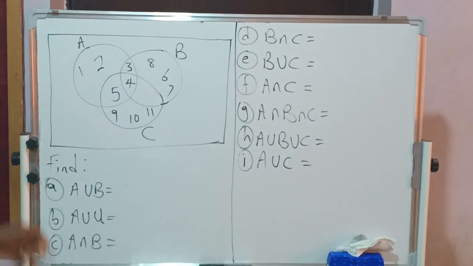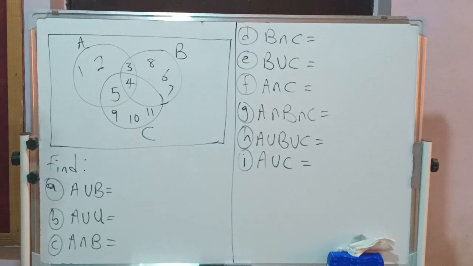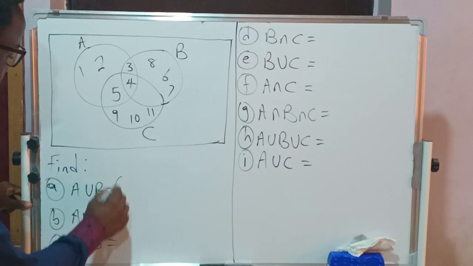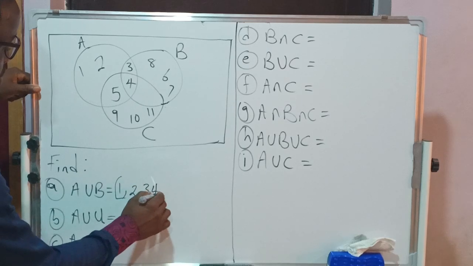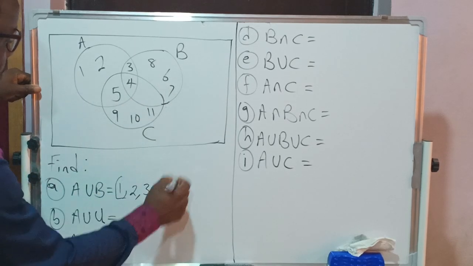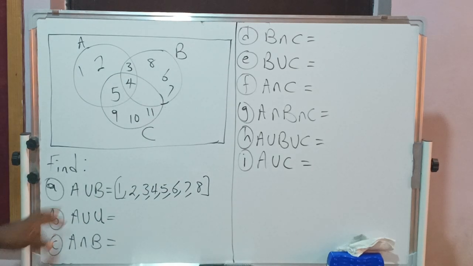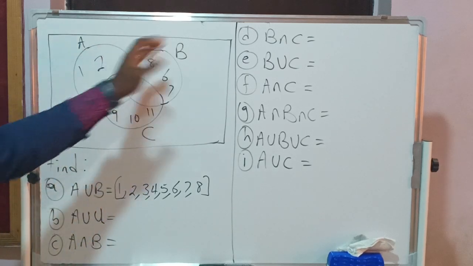So the first one says A union B. That means we should look for the union between A and B. And what that means is every element in A and B all together. That is the meaning of A union B. So, what are the elements? The elements are 1, 2, 3, 4, 5, 6, 7, and 8. These are the elements in A and B. You can see I didn't pick 9, 10, and 11. Why? Because they have nothing to do with A and B.